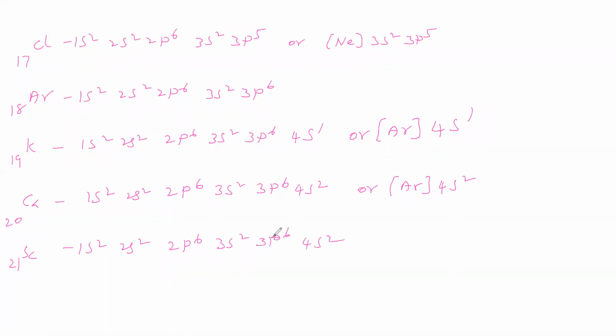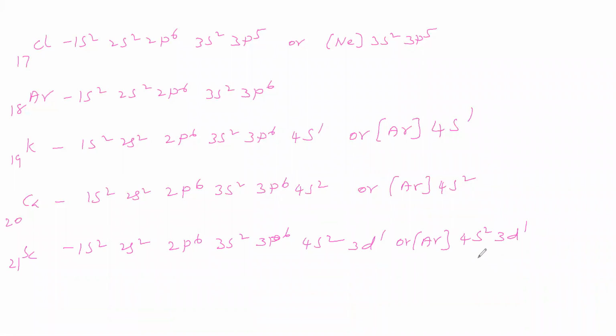Then 3d1, we can say. Now we can write this electronic configuration in the form of noble gas configuration. So argon 4s2 3d1 is there. In this one, a little change is there. What is the little change that we will see?